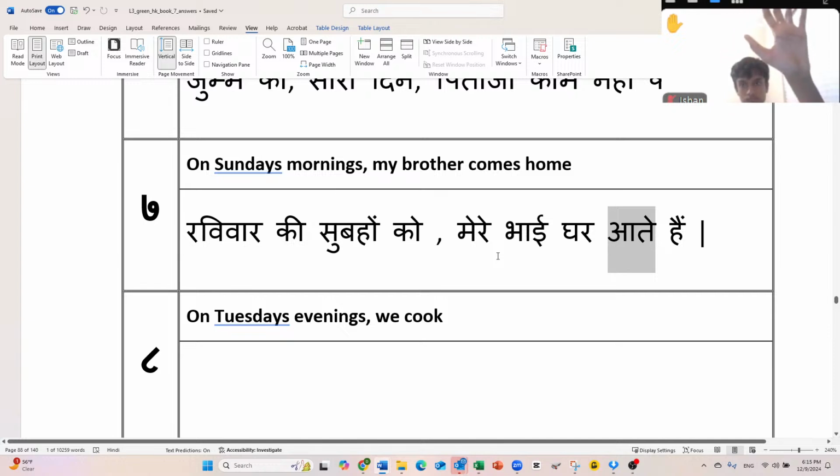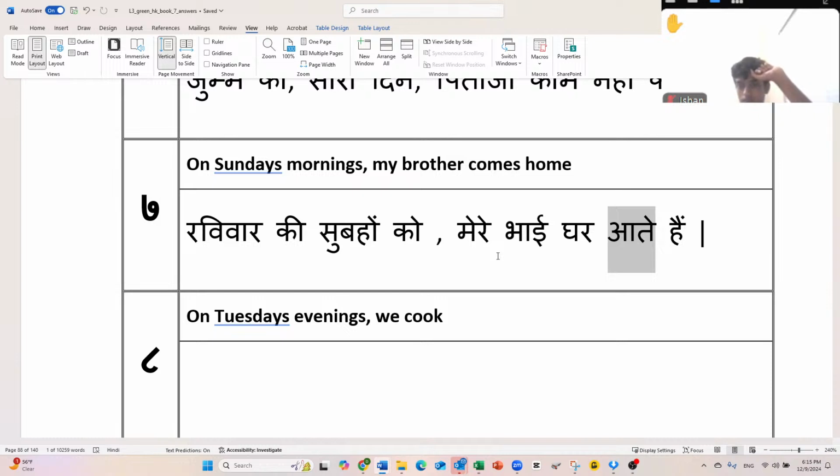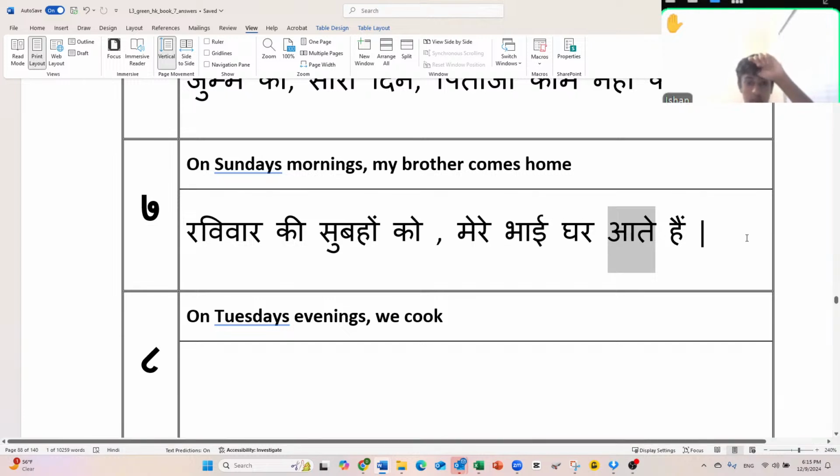Let Prahlad think, otherwise Ishan will come to you. Yes, Ishan, tell us. Why are we saying "mere" instead of "mera"? Okay, we'll come to that in a minute. I'll answer your question. Arav, what do you think?